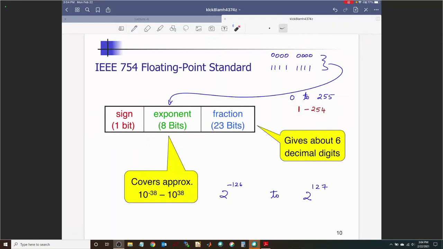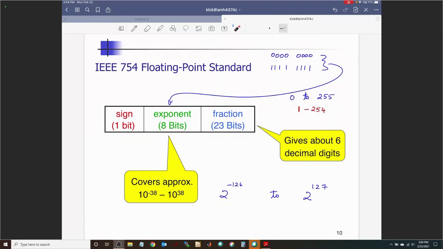So that is essentially the range of numbers you can represent using a 32-bit format. And if you convert this 2 raised to negative 126 number to a decimal equivalent, expressed as a power of 10, then that translates to 10 raised to negative 38. So any number that is as small as 10 raised to negative 38 to as big as 10 raised to positive 38 can be expressed using 32-bit format.